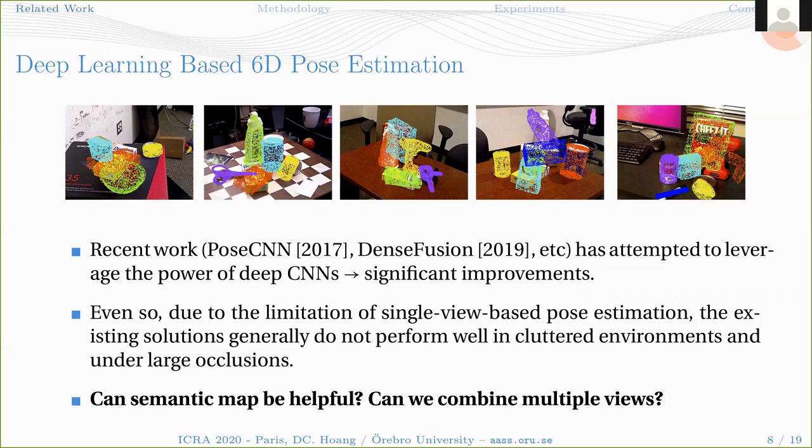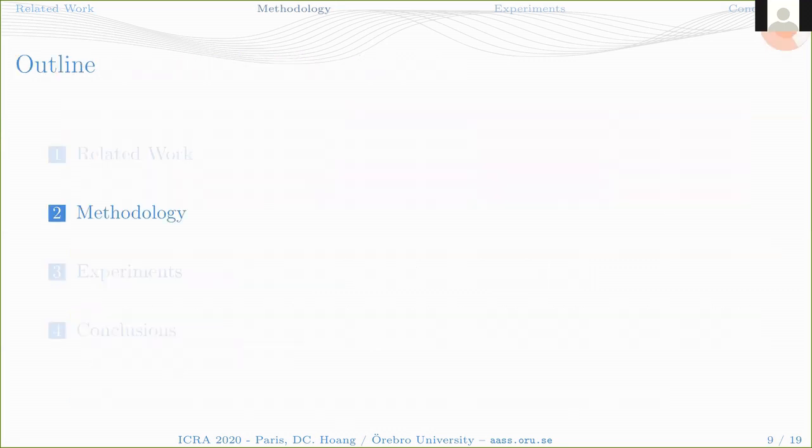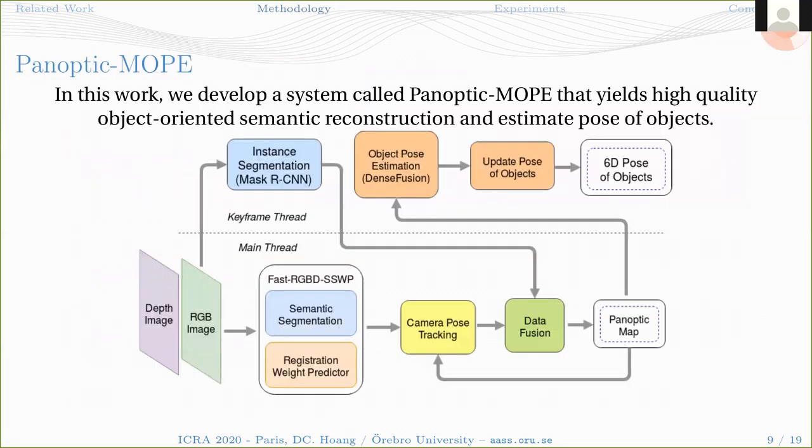The question is, can a semantic map be helpful? Can we combine multiple-view predictions to improve the performance of object pose estimation? Now, I will present our proposed system.